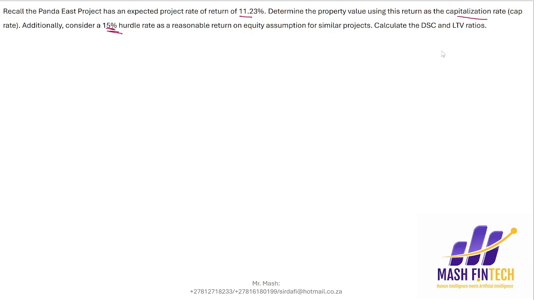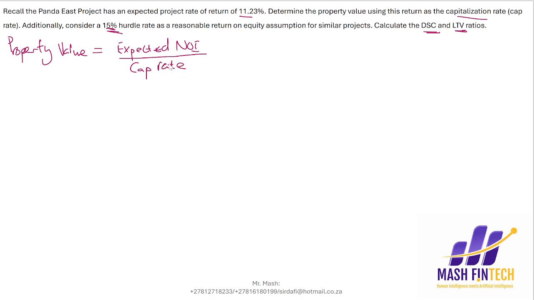We use this now to calculate the debt service coverage ratio and the loan to value ratio. We want to calculate these two ratios here. Okay, let's do this. To get the value of the property using the cap rate, the property value is equal to the expected net operating income divided by the capitalization rate, the cap rate.